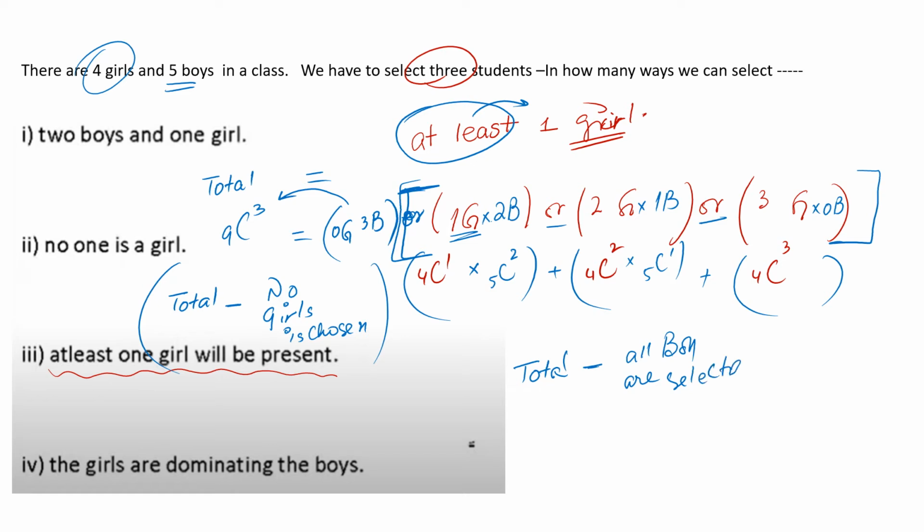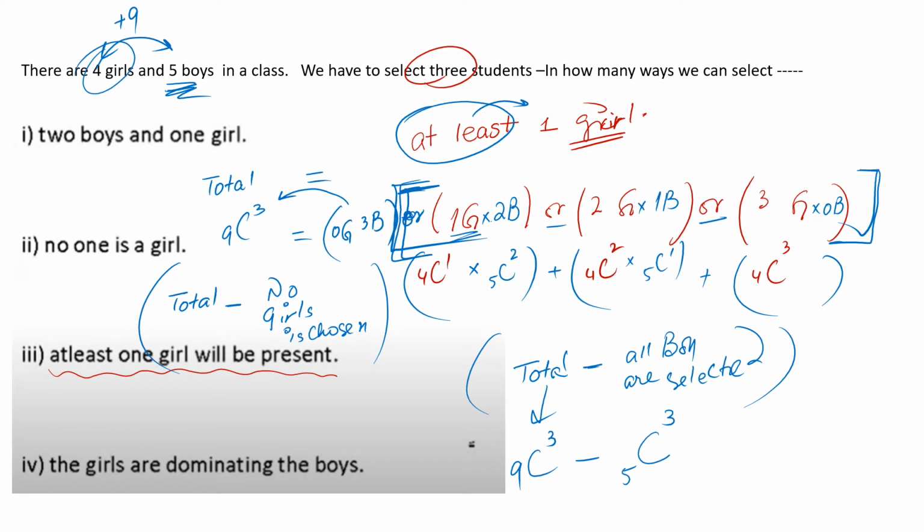So how can we know this thing? Total is what? Out of 9 students, because there are 4 girls and 5 boys, so they are total 9. So from 9 students, you have to select 3 students. And all boys are selected. It means total boys are how many? There are 5, and you have to select only the boys. So 5C3. So either write this long way from here till here, or you just write the total minus no girl is present, or no girl is chosen or selected, which means all boys are selected, and this will give you the answer.